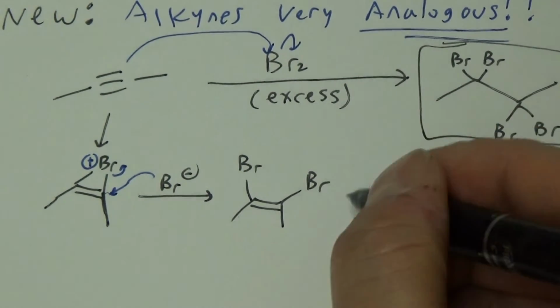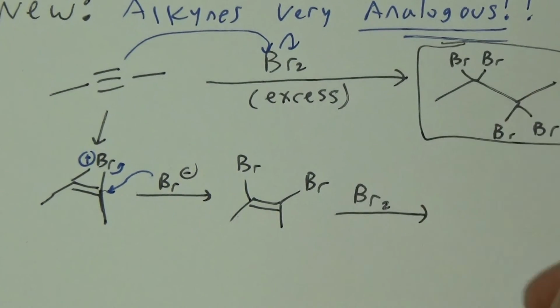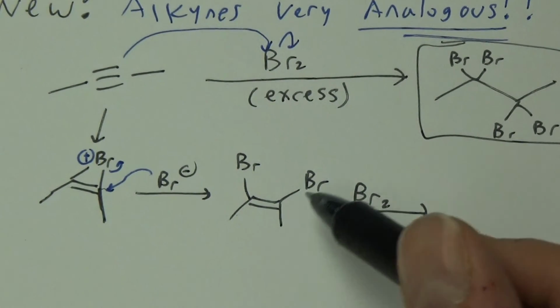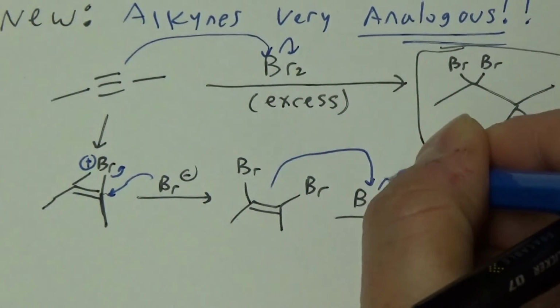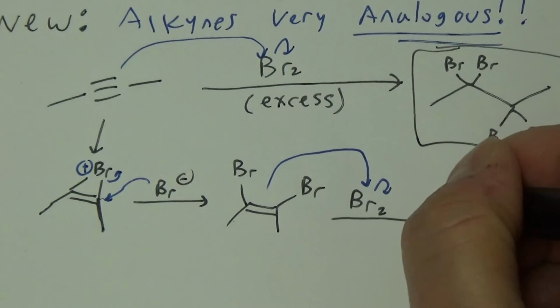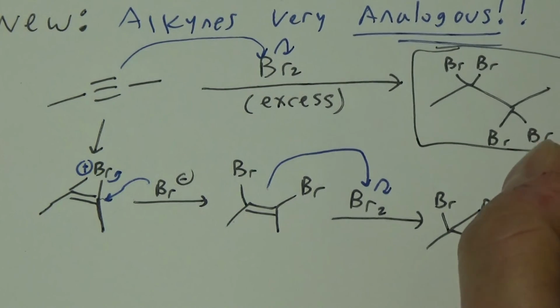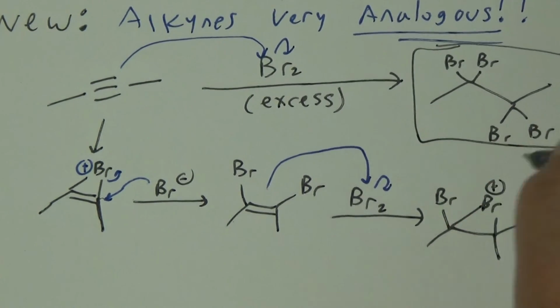Okay, and you have more Br2. What's the more Br2 going to do? Now you're kind of in alkene territory, so it's just an alkene and Br2, and so attack, do it again. This molecule looks pretty weird, but you got a couple Brs, and you also got another bromonium. Isn't that weird?